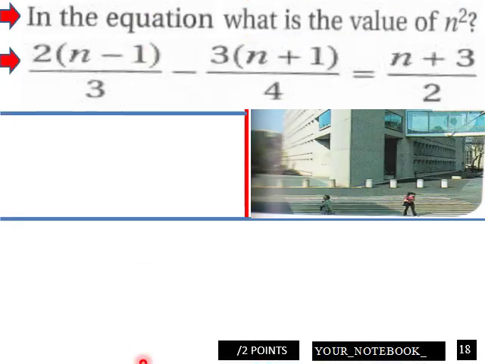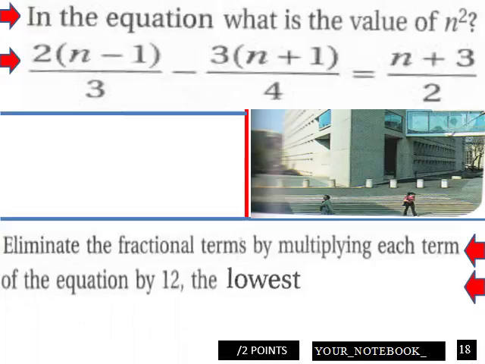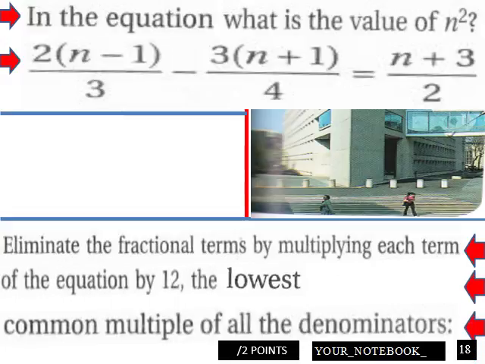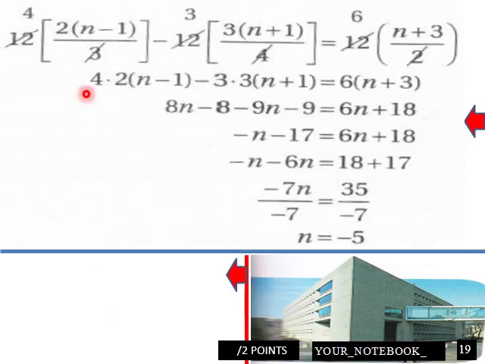In the equation, what is the value of n squared? So we're going to solve for n to find what n squared is. Eliminate fractional terms, multiplying by 12 for everything. So we multiply through here by 12 on everything here. These cancel out. Then you end up with this big long expression here.